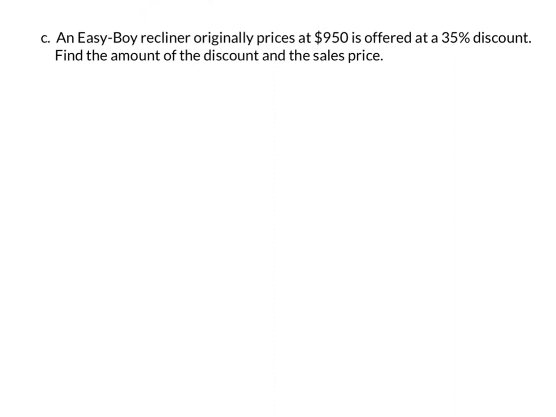So, for example C, we have an Easy Boy recliner originally priced at $950 that is offered at a 35% discount. We want to find the amount of the discount and the sales price. So the first part of this is going to be the same thing. We're going to set up a proportion. We have our percent, 35 over 100, equals our discount, which we are looking for, goes on top. And on bottom, we have the original price of our recliner.